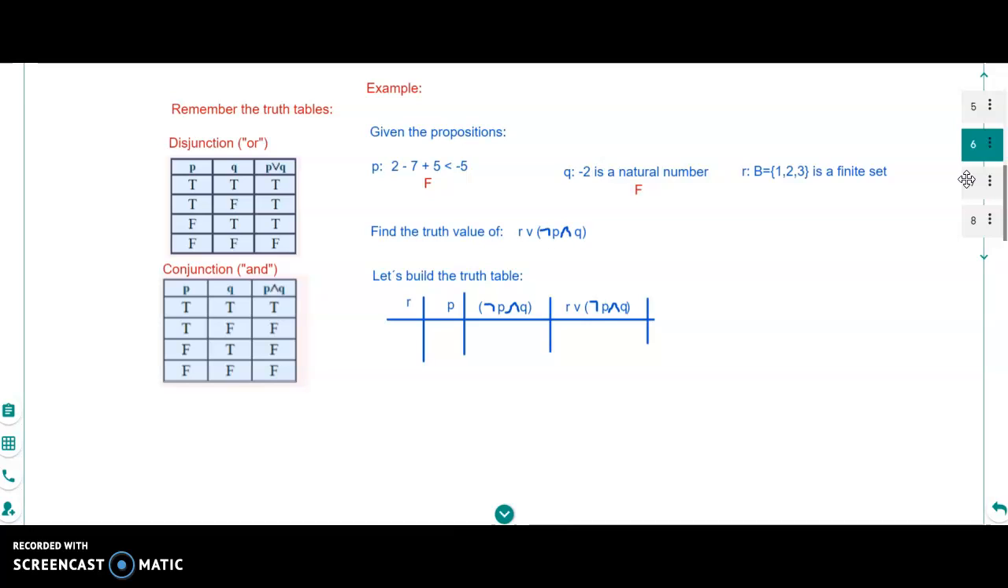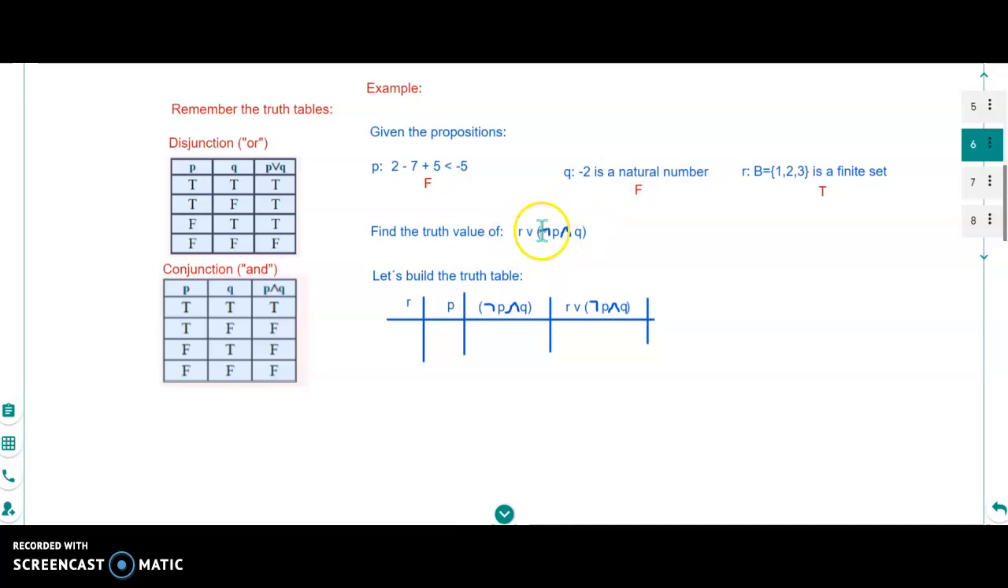Now let's continue with the next one. R: the set with 1, 2 and 3 is a finite set. Is that true or false? This is true because we have a limited number of elements, we only have 3 elements, so this is true. Now we are going to find these long propositions.